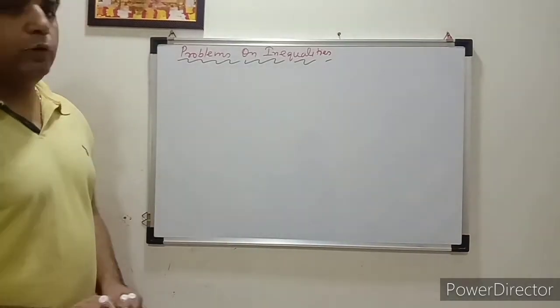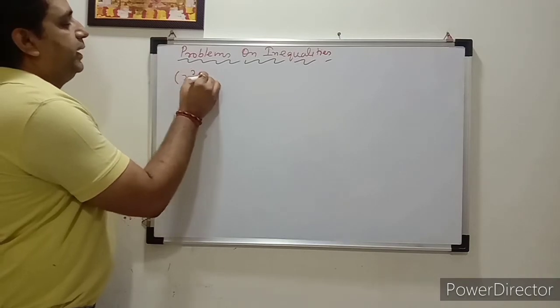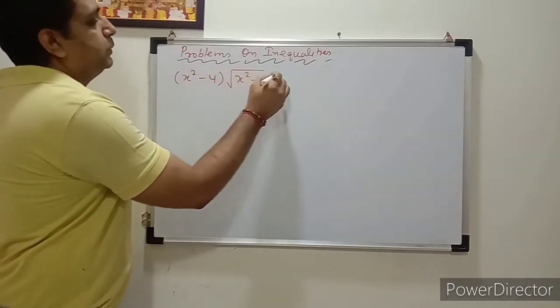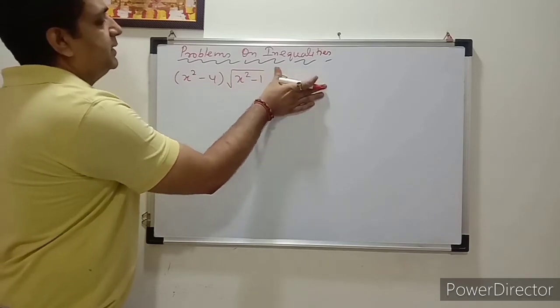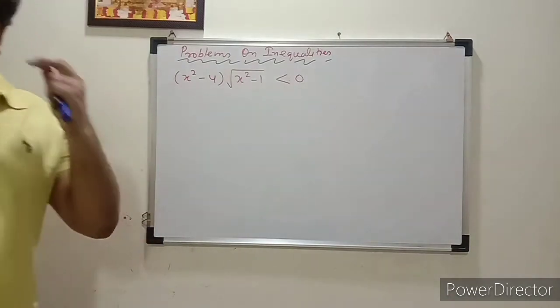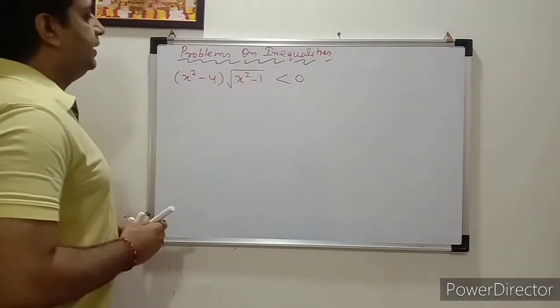Let's discuss one more problem. So the problem is: (x² − 4)√(x² − 1) is less than 0. Okay? So it is less than 0. I hope everyone understood that.